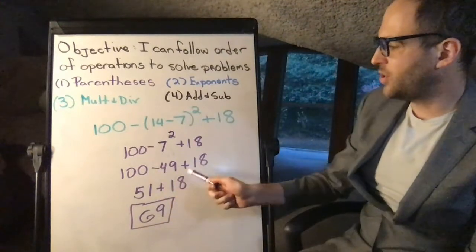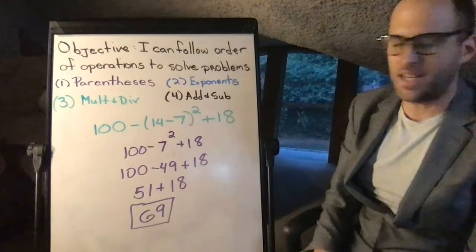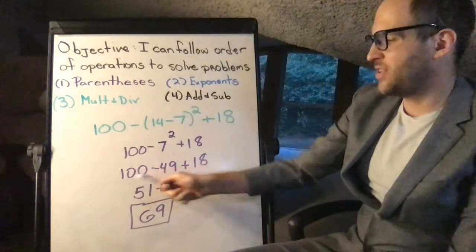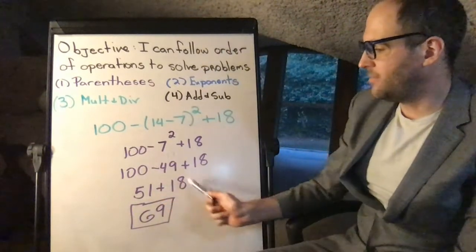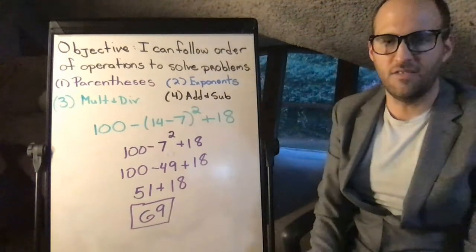We then have 2. We actually have no multiplication and division, so that means we can skip that step and go right to adding and subtracting, where we have 2 operations. You have to start left to right. 100 minus 49 is 51. 51 plus 18, 69. And that's where we came up with that lovely answer.